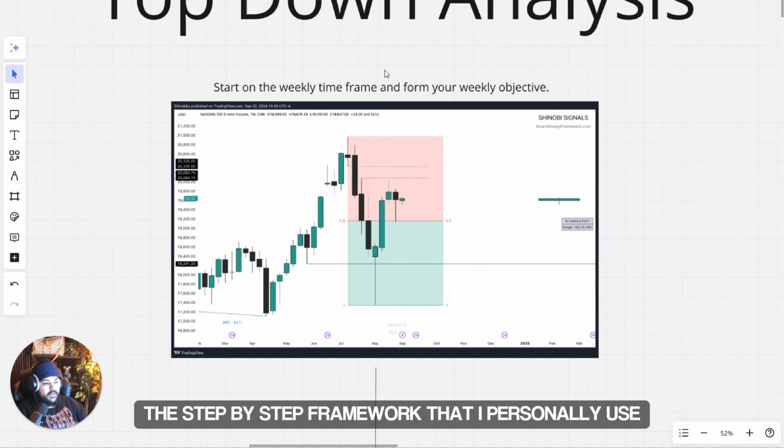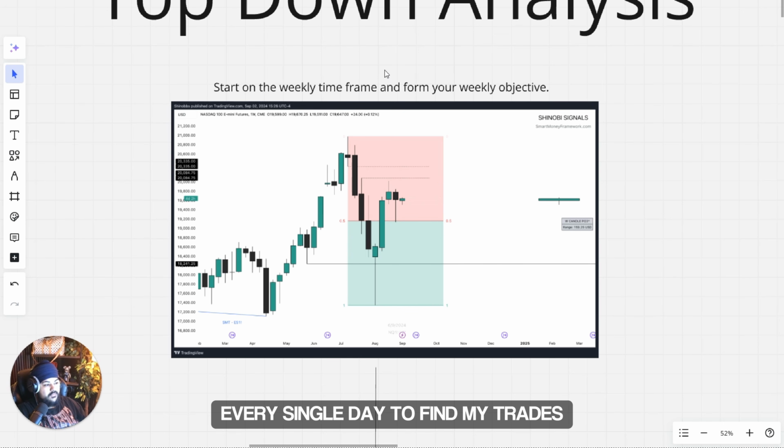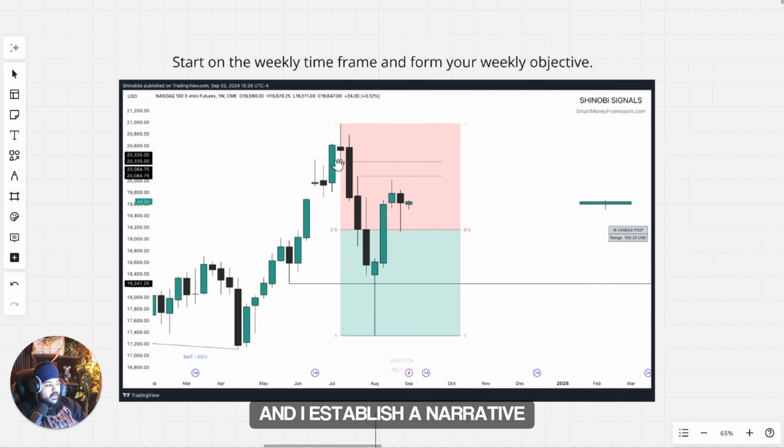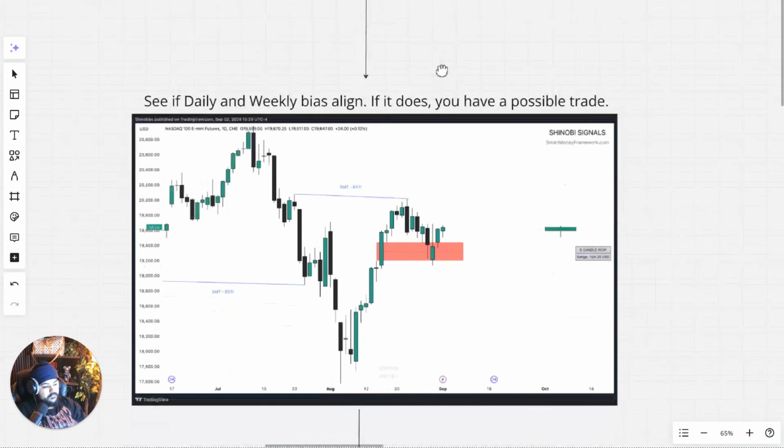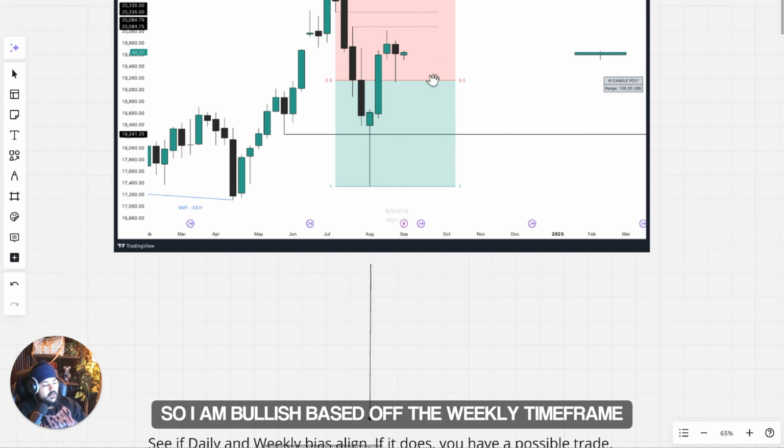This is the step-by-step framework that I personally use every single day to find my trades. First thing is I go onto the daily time frame and I establish a narrative. Are we bullish or bearish, right? This is the weekly time frame. So on the weekly, we draw out our 50% fib retracement. And now that we're trading in a premium, I'm looking for us to continue into this fair value gap here before we reject and continue lower.